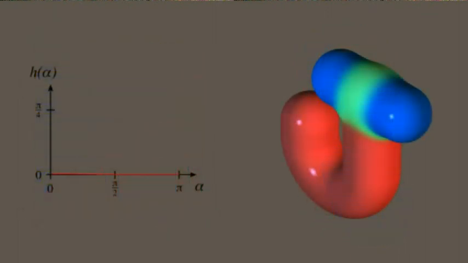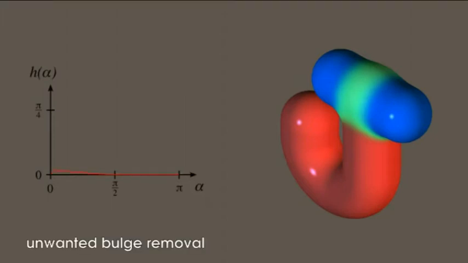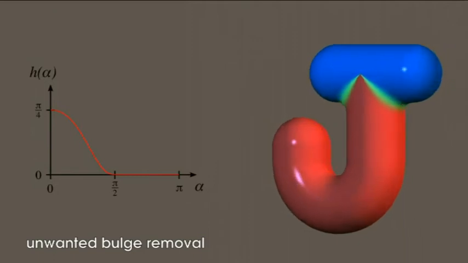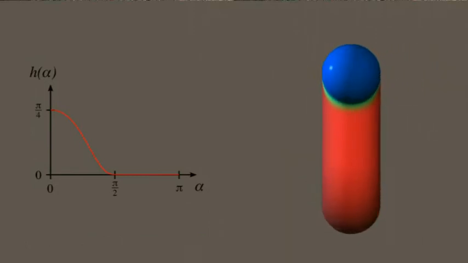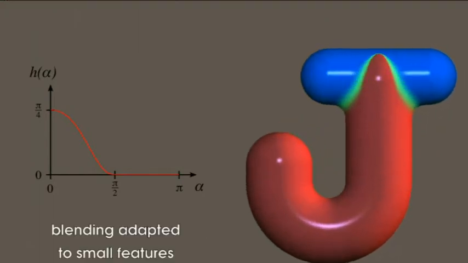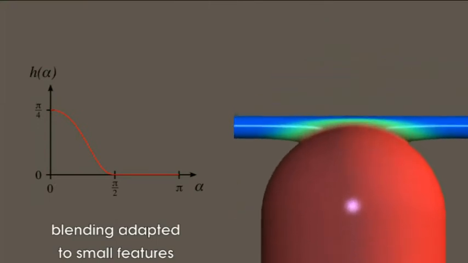We can combine 2 primitives using a gradient-based function, which we call a controller h. In the graph, alpha is the angle between the gradients of the primitives. When h equals 0, we get blending, and when h equals pi/4, we get a clean union. For example, the unwanted bulging problem can be solved by applying a clean union where the angle alpha between the gradients equals 0. This is achieved by setting the controller h of 0 to pi/4. The result on the right also shows that small details are no longer blurred.